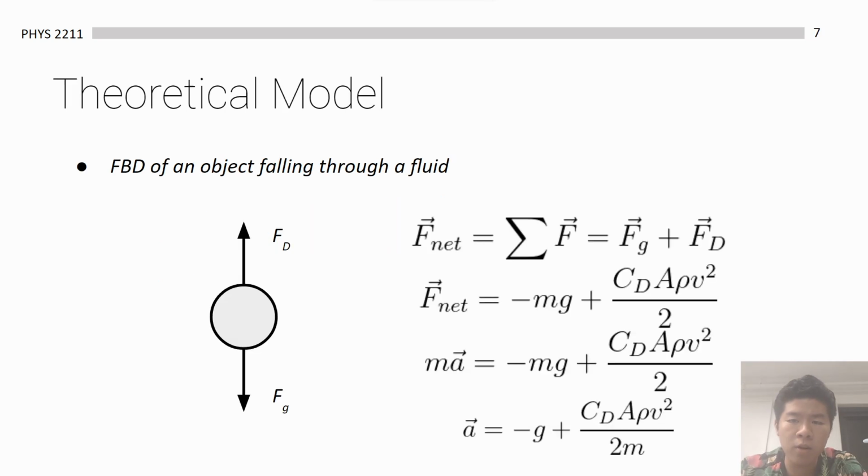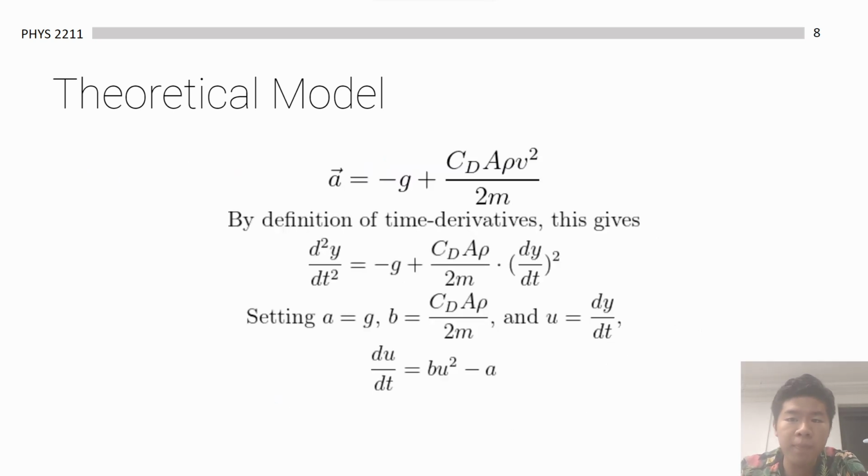And here is the theoretical model. We know that the net force is equal to the sum of all forces, which is gravity plus drag. And so we get these equations here, which we can then divide by mass to get an acceleration and velocity equation. By the definition of these time derivatives, we can get this, and through a u substitution, we can arrive at this differential equation.